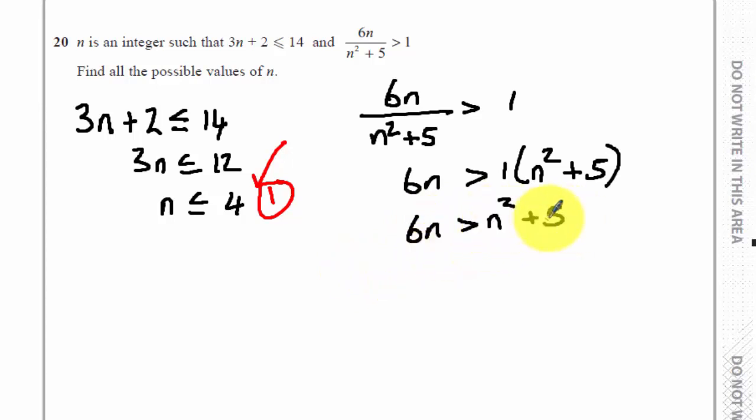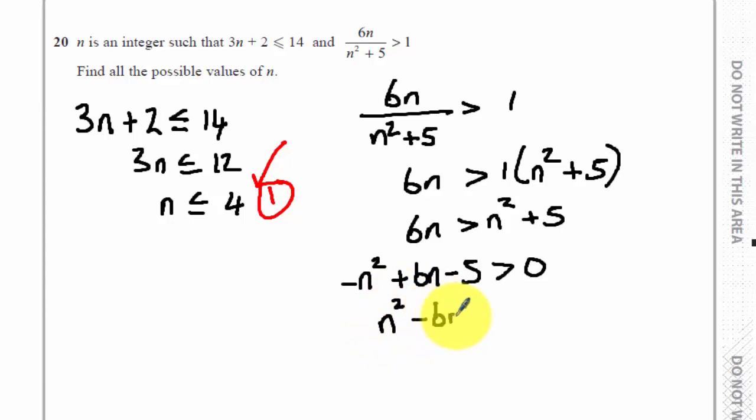To solve this, I'm going to have to factorize it, so I'm going to take away the n squared and the 5 from both sides, and I'm going to have minus n squared plus 6n take 5 is greater than 0. You can solve this from here, but it's a bit of a pain with the minus n squared, so I'm going to multiply the whole expression by minus 1 and get n squared minus 6n plus 5 is less than 0. Notice the inequality changes direction when you multiply or divide by a negative number.